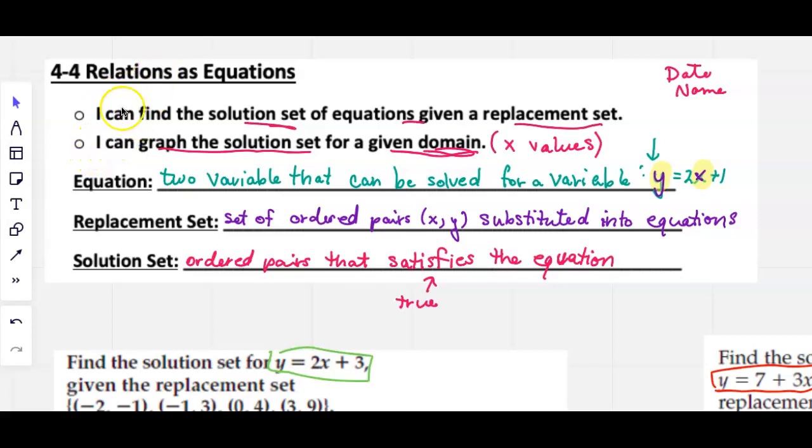Hey there, and welcome to our 4-4 notes, relations as equations. Today we're going to look at this second learning target, the one that says graphing. I can graph a solution set for a given domain.